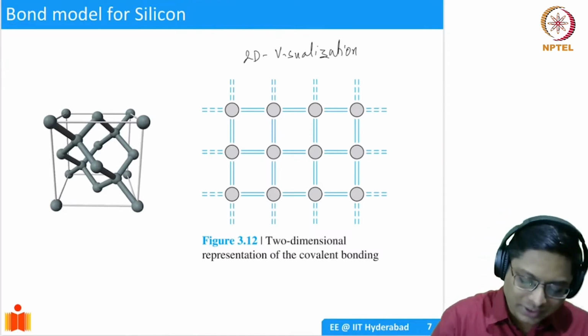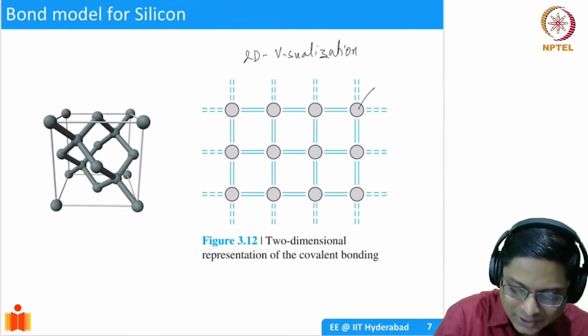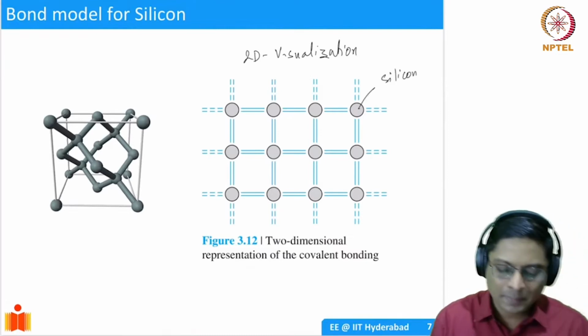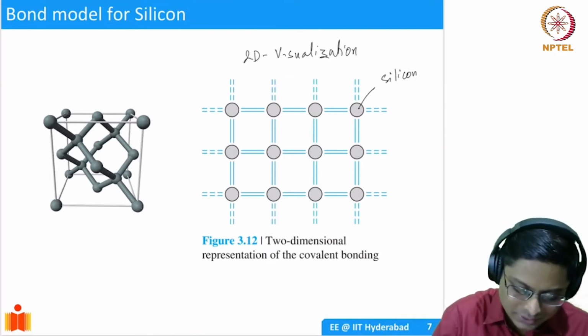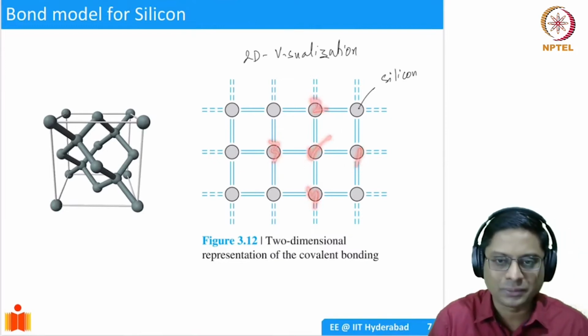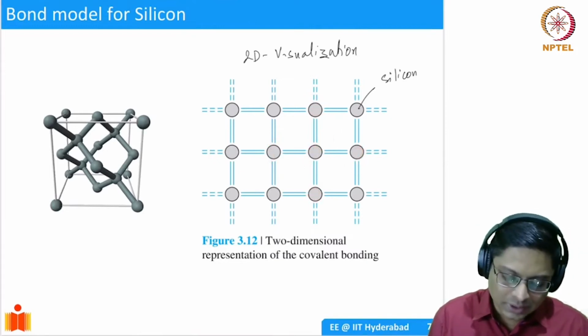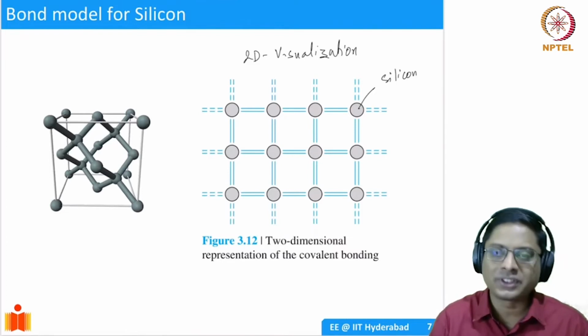So what we are doing here is, each of these is a silicon atom, and it is connected to 4 silicon atoms. For example, if you take this silicon atom, it is connected to 1, 2, 3, and 4 silicon atoms on the 4 sides, right? So again, it's a representation of what is happening.